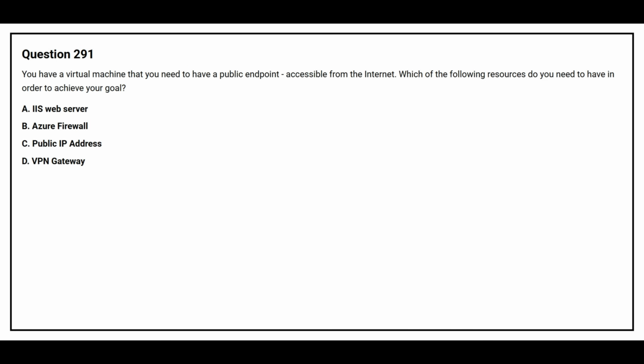Question number 291. You have a virtual machine that you need to have a public endpoint accessible from the internet. Which of the following resources do you need to have in order to achieve your goal? Option A, IIS web server. Option B, Azure firewall. Option C, public IP address. Option D, VPN gateway. The correct answer is option C, public IP address.